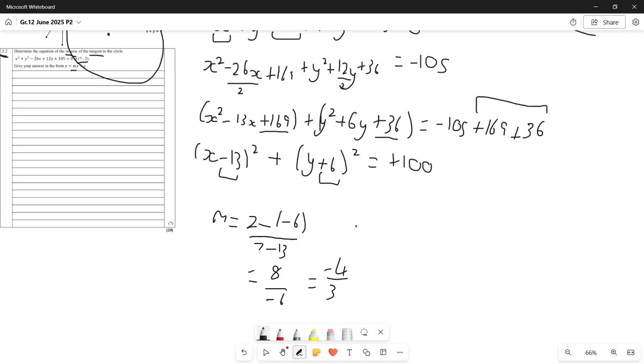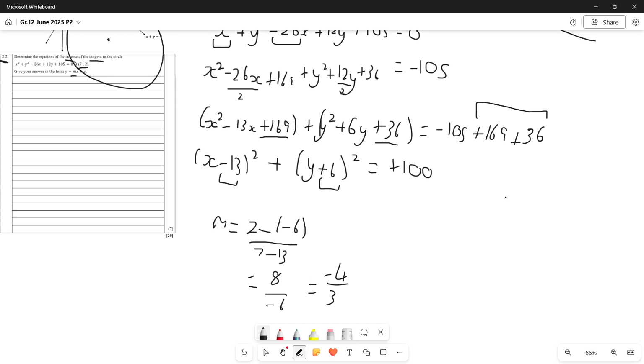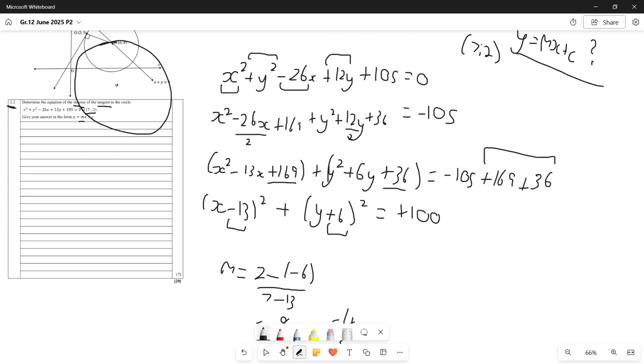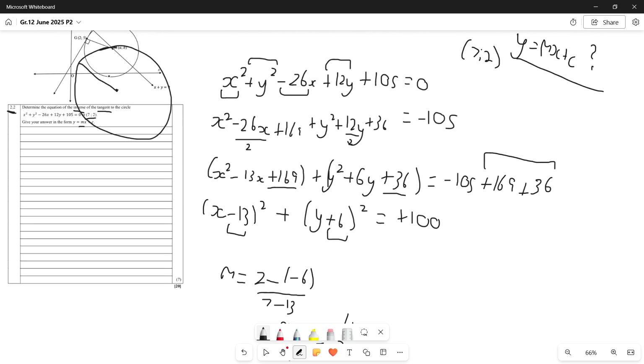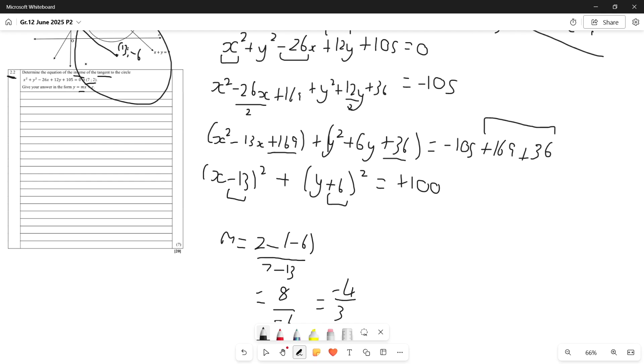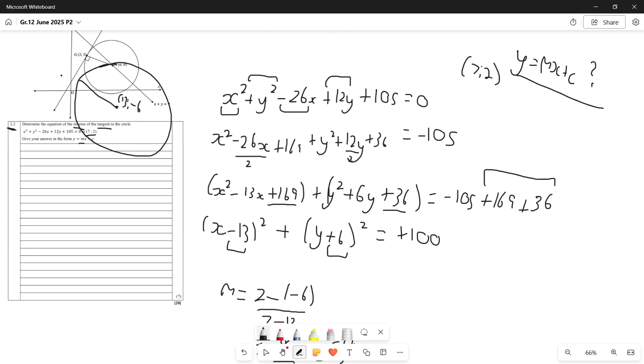But a reminder that this is just the gradient of the line in the circle from our radius to a point on the graph. So let's say something like this, because it's negative 4 over 3. This was our center over here, which was 13 and negative 6. And this was a point on the graph of 7 and 2. That's not looking like 7 and 2, so that's not necessarily where it would be living, but we're just going to put it there for now.